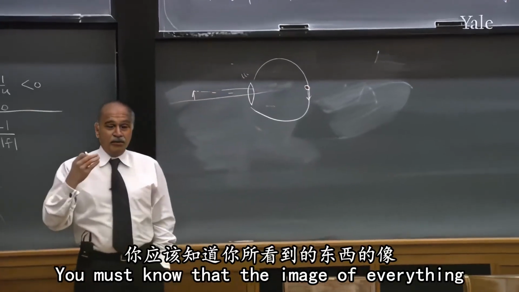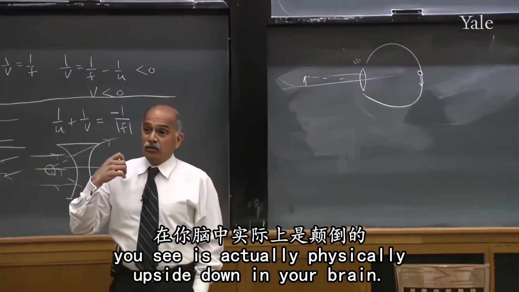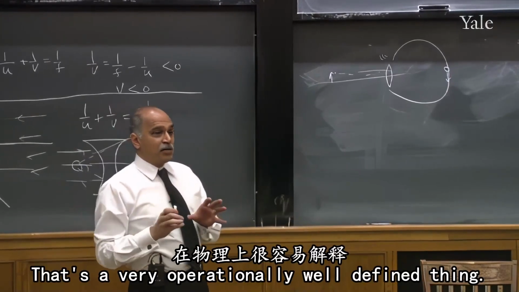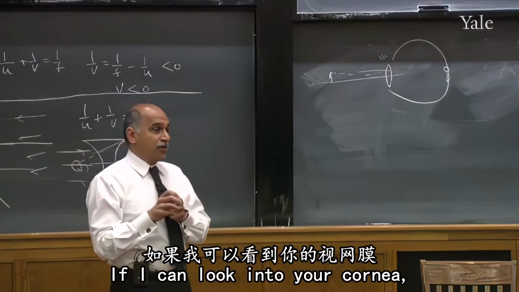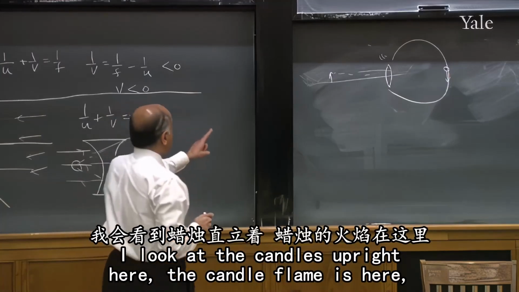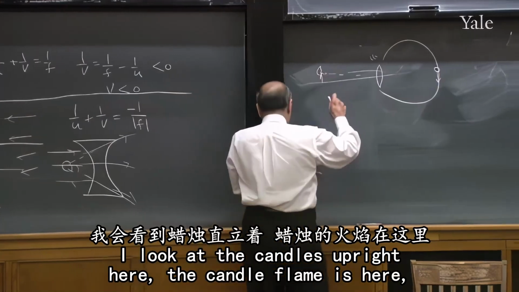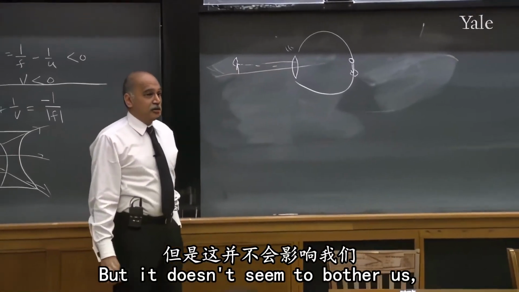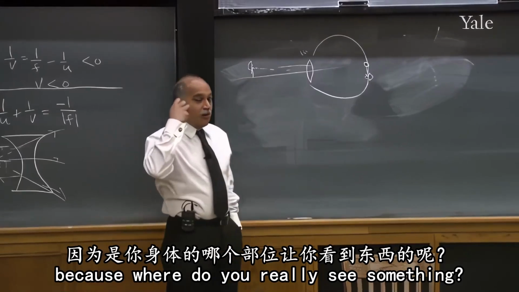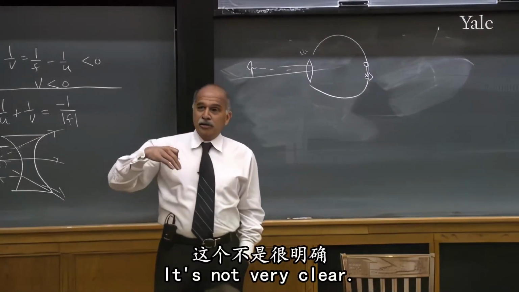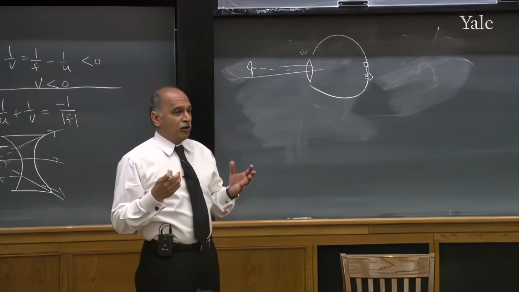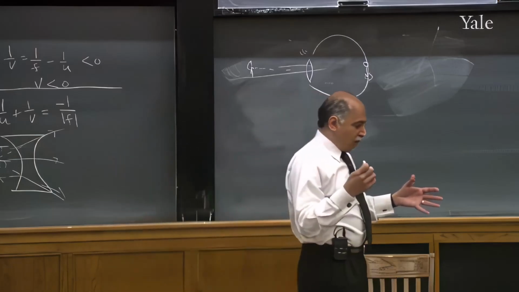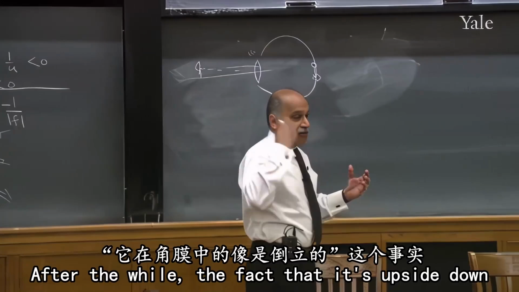You must know that the image of everything you see is actually physically upside down in your brain. Did you know that? Or you did not know that? But that's a very operationally well-defined thing. If I can look into your cornea, I look at the candles up right here, the candle flame is here, the flame of the candle will be here, like that. But it doesn't seem to bother us, because where do you really see something? It's not very clear. Do you see it in the cornea, or do you see it in the brain? There's a one-to-one correlation between what's registered in the cornea and what I run into in my real life. I'm walking around, I bump into the upside-down table. After a while, the fact that it's upside down, the cornea is not relevant.